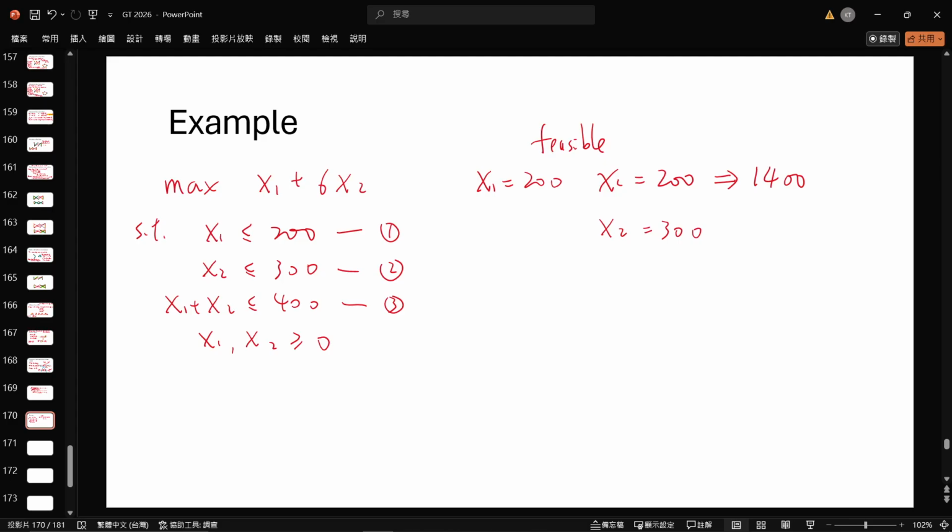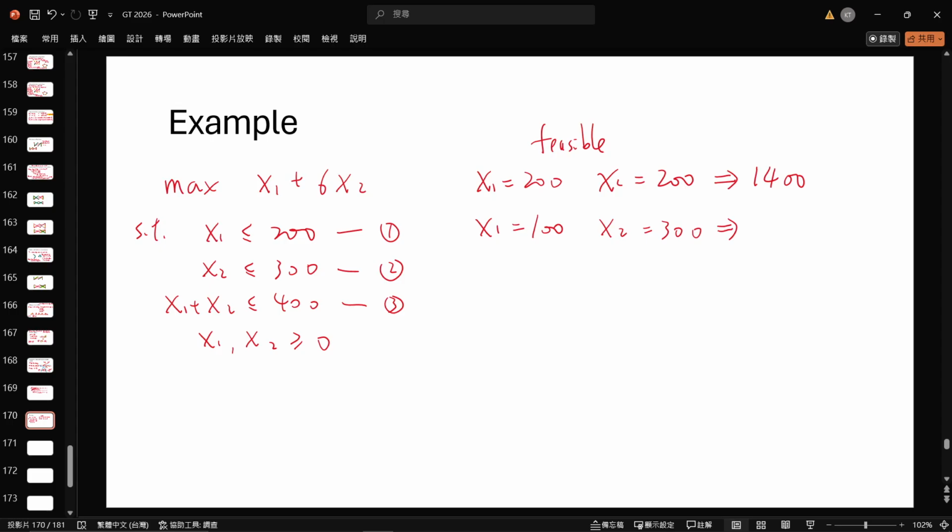Now, once you set x2 to 300, you have 2 constraints to consider, the first one and the third one. I think you cannot follow the first one, because if you set x1 to 200, then their sum would exceed 400. So in this case, x1 is at most 100. So once again, you can check.